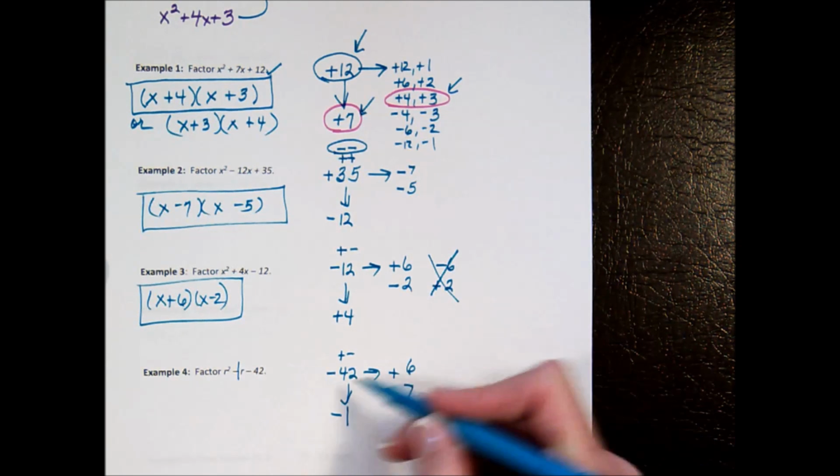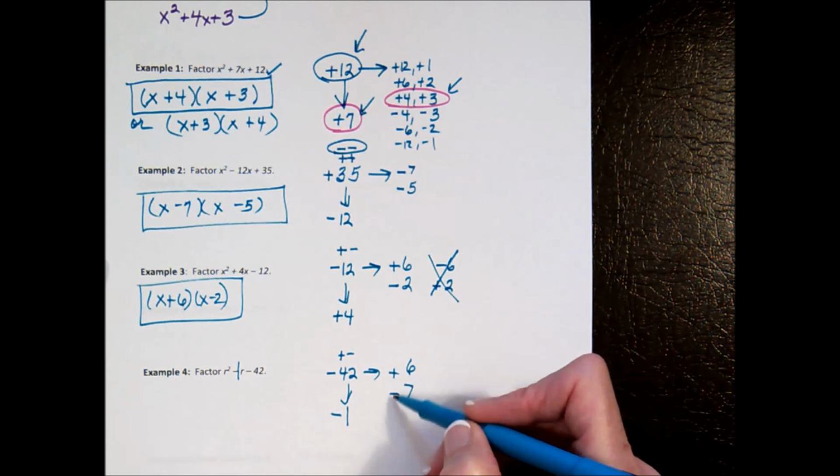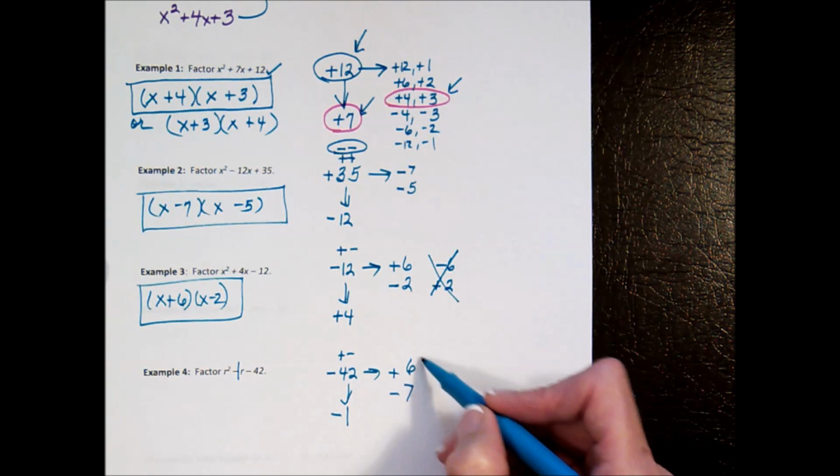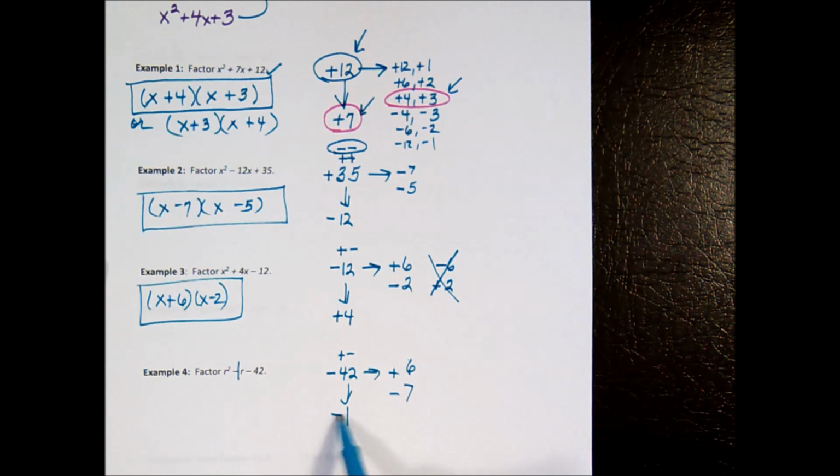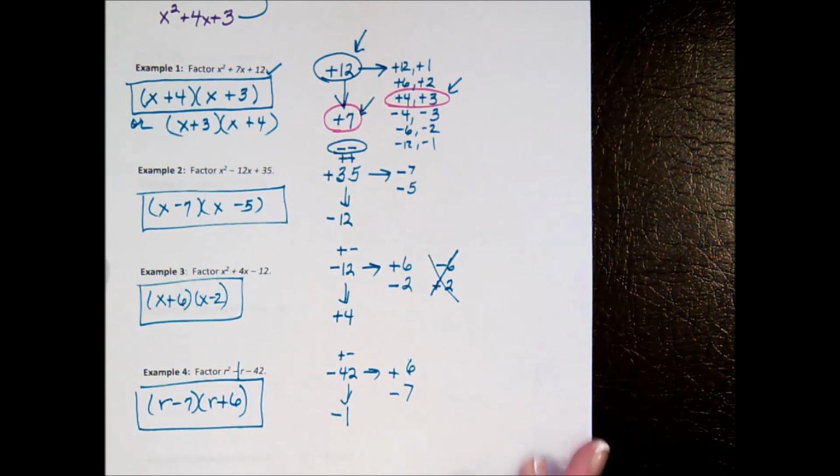6 times 7 is 42, and a positive times a negative makes a negative. When I add those, there's more negativeness. I get negative 1. So it's r, I think those are r's, not t's. Yeah, r minus 7, r plus 6. That is short trinomial factoring. Let's try another page of them with some that have a few little idiosyncrasies.